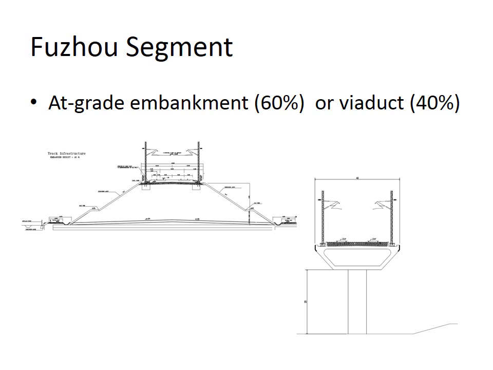And this is a diagram to show the main structural components of the Fuzhou segment, and we roughly estimate that about 60% of at-grade embankment will be built on the Fuzhou segment, and around 40% viaduct will be built, as the area in the Fuzhou segment is mostly very level ground.